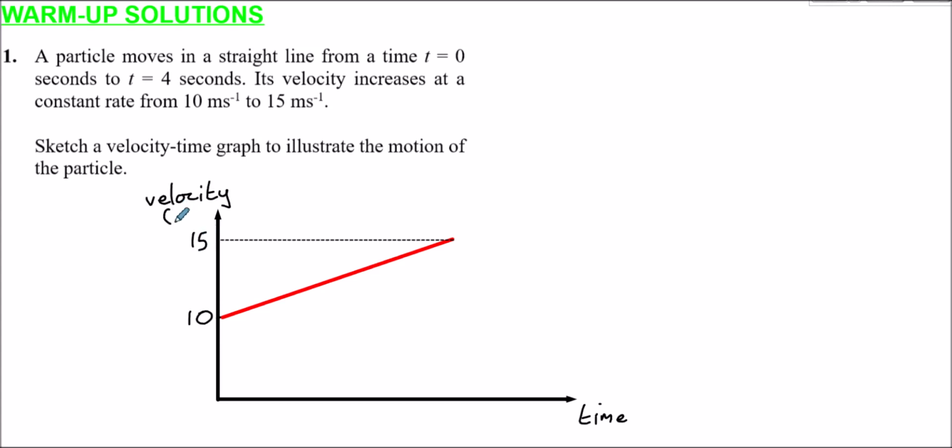I'll include the units as well. So velocity here is in meters per second. Likewise, time is in seconds. And it says here as well that it takes 4 seconds to get from 10 to 15 meters per second. So on the horizontal axis, I can also label the time here as being 4. And so I've included all the information I need, and that finishes off the sketch for question 1. We can now have a look and think about question 2.